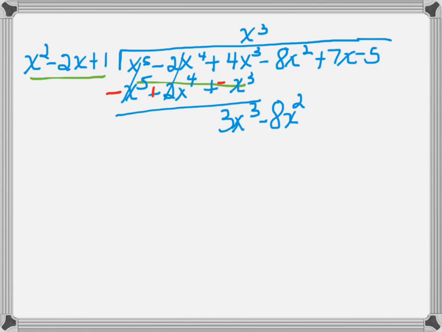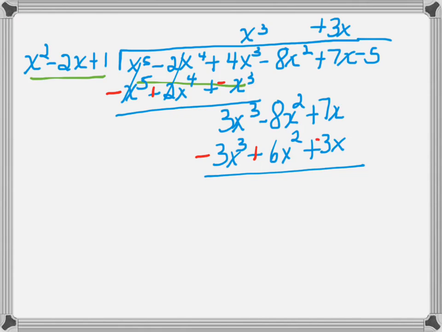So we bring down not only the negative 8x squared, but also positive 7x. Then we ask ourselves, what do we multiply x squared by to get 3x cubed? That would be positive 3x. Notice I did not put the 3x over the x squared column because we have no x squares. But we do have positive 3x times x squared, which would give us the 3x cubed. And then 3x times negative 2x gives us negative 6x squared. And then positive 3x times 1 gives me positive 3x.